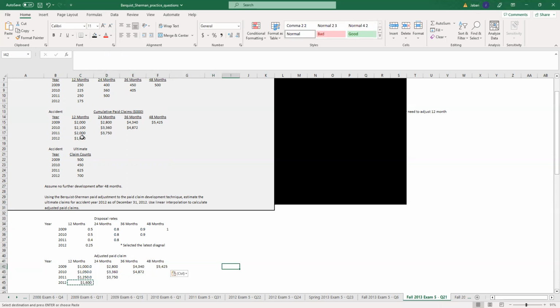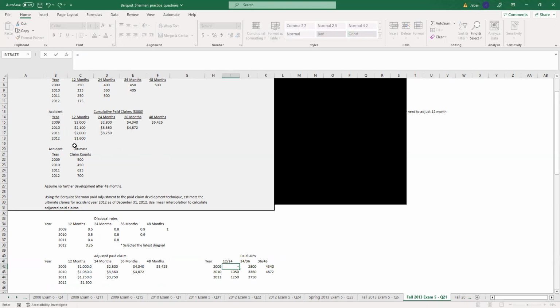All right, so once we get the paid, all we need to do now is get the paid loss development factors. So what we're going to do is take this guy here, paste it in, get the years. And actually, we don't need 2012, and we don't need 48 because loss development factors don't move like that. So we get 12 to 24, 24 to 36, and the 36 to 48 period.